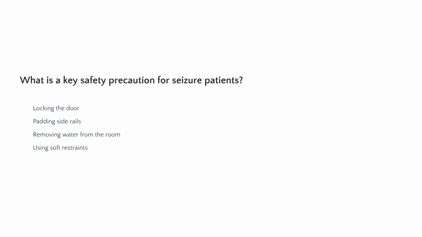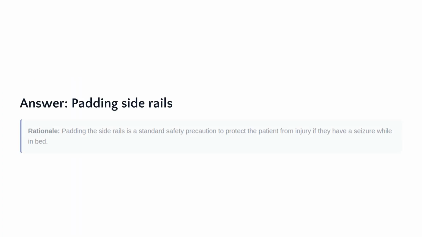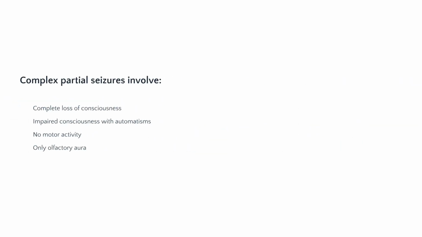What is a key safety precaution for seizure patients? The correct answer is padding side rails. This helps protect the patient from injury during a seizure. Restraints should be avoided. Complex partial seizures involve?